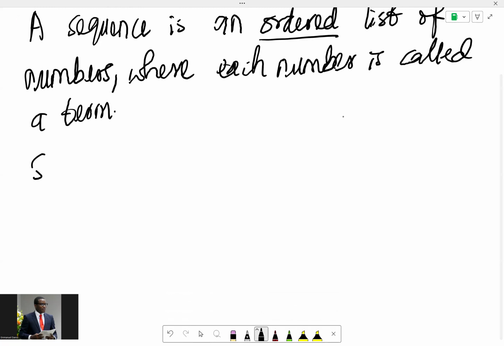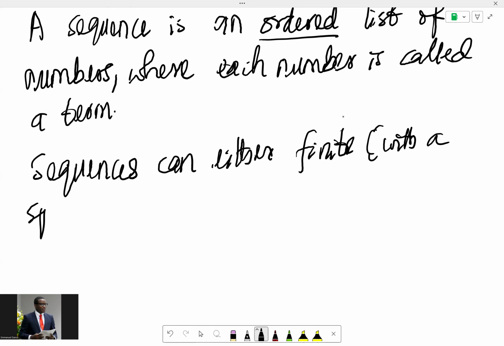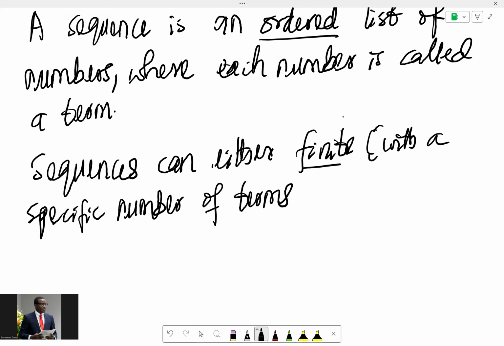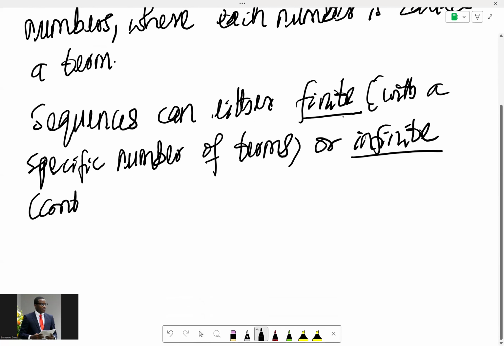Then sequences can either be finite, by that we mean it has a specific number of terms, or they can be infinite. Sequences can be infinite, and that means they continue indefinitely.